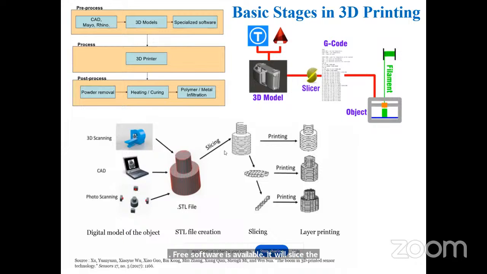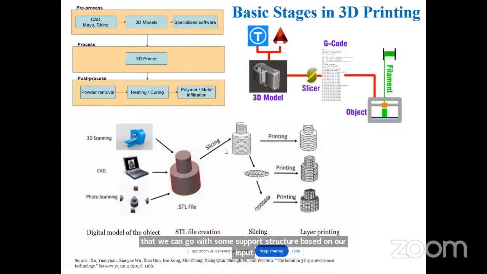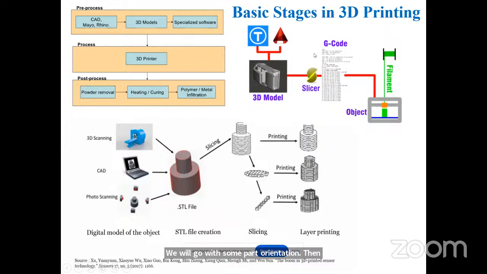After that, we can add some support structure based on our input, and we go with some part orientation and all. Then we convert into G code. You can see on the right top here, after the slicer or Cura software, we go with some coding. Already we studied in CNC, that is G code or M code. It gives the X, Y, and Z direction movements. Coordinate values will be given.